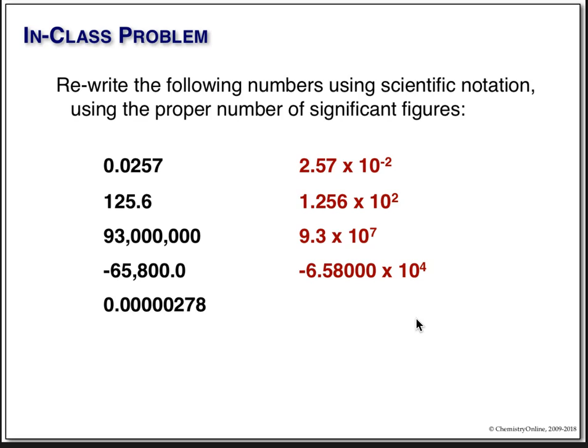Our last one has a decimal point. All the leading zeros go away. 2.78. Going to the right 1, 2, 3, 4, 5, 6 places, minus 6.